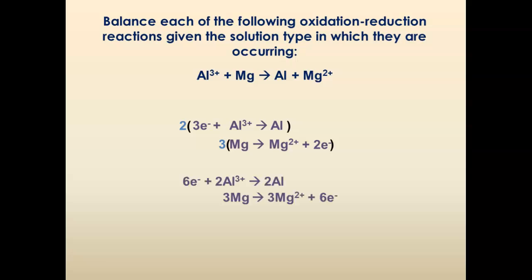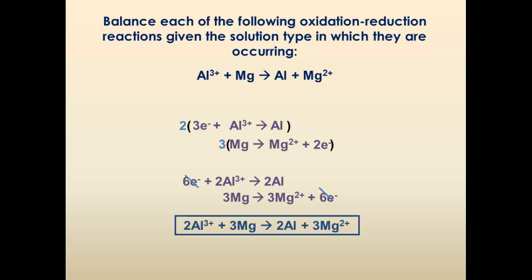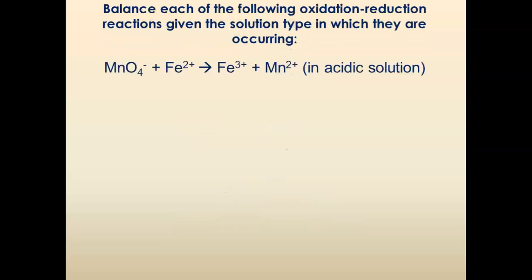At that point, when I distribute the 2's and 3's through, I have 6 electrons on both sides of the equation. And now I can combine my reactants and combine my products. And when that is done, I should have the same number of aluminums, which I do, the same number of magnesiums, which I do, and the same overall charge, +6, on both sides of the equation.